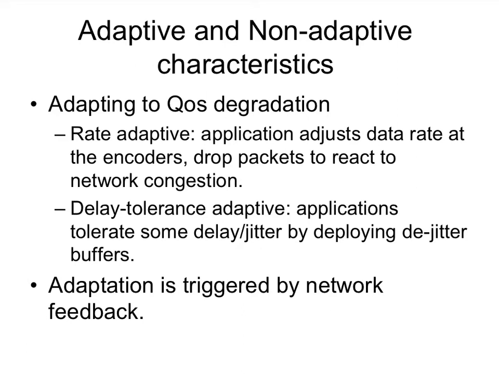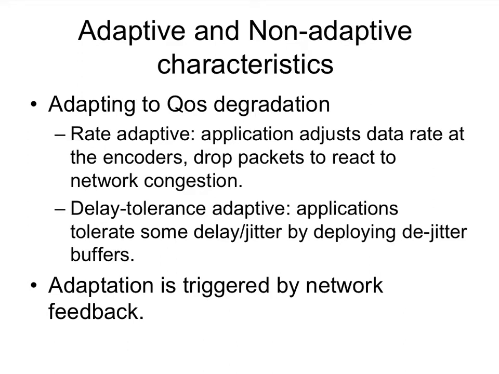So usually the sender will send with a specific rate, but if it gets a feedback from the network that maybe there is some kind of congestion or something, then the source or the sender will adapt to this and will try to lower the rate or try to shape the traffic somehow in order to control the delay. Okay? So this is the trigger.